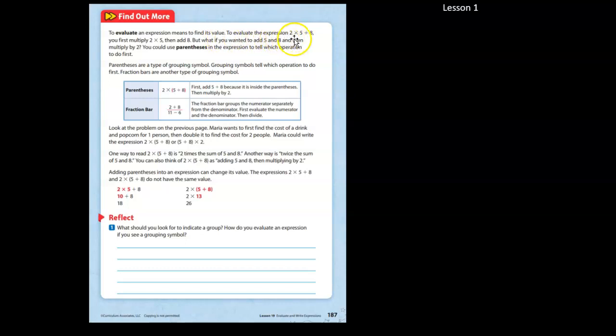To evaluate the expression 2 times 5 plus 8, you must first multiply the 2 times 5 and then add the 8. But what if you wanted to add 5 plus 8 and then multiply by 2? Well, you can use parentheses in the expression to tell what to do first.